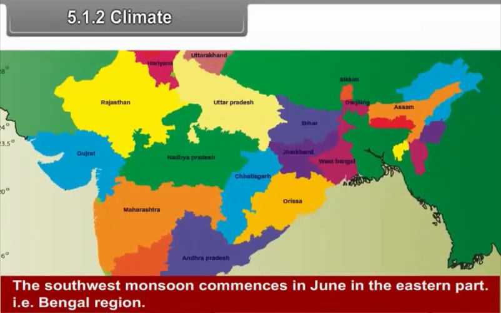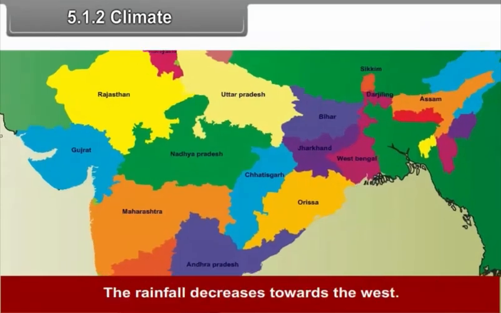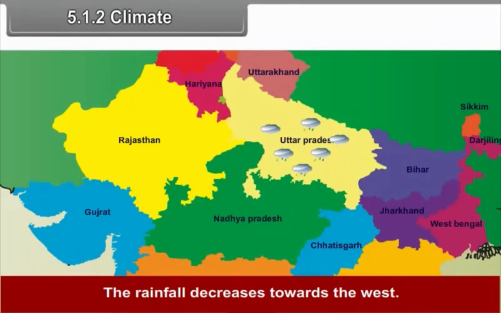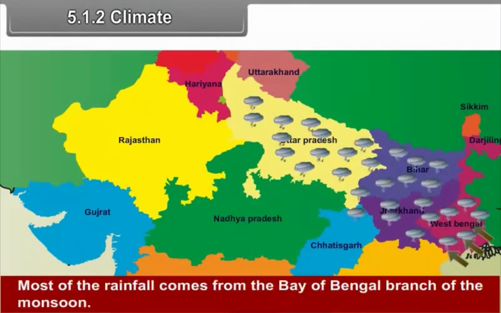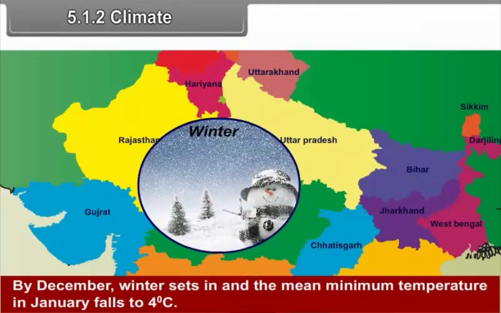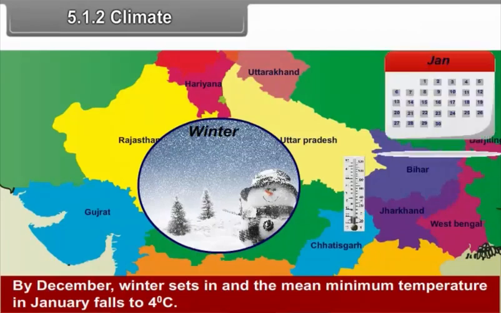The southwest monsoon commences in June in the eastern part, that is, the Bengal region. The rainfall decreases towards the west. Most of the rainfall comes from the Bay of Bengal branch of the monsoon. After the monsoon rains, dry and cold breeze starts blowing. By December, winter sets in and the mean minimum temperature in January falls to 4 degrees Celsius.